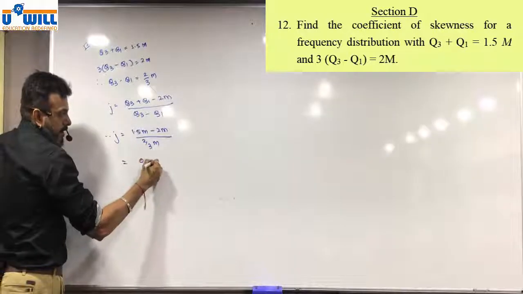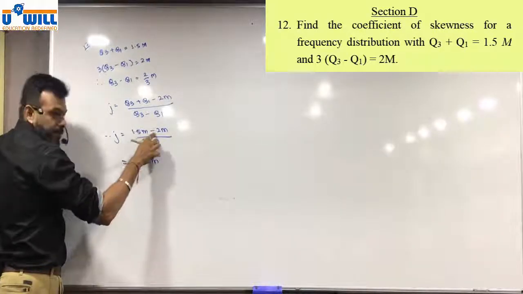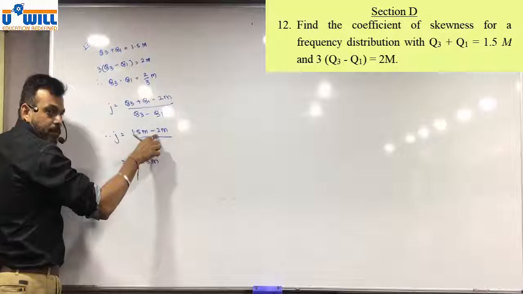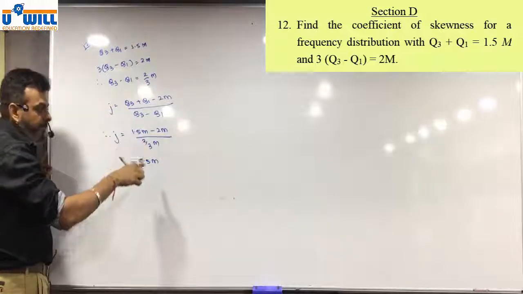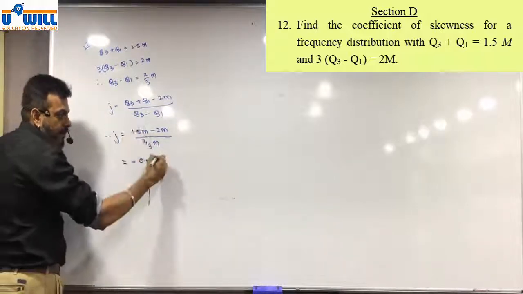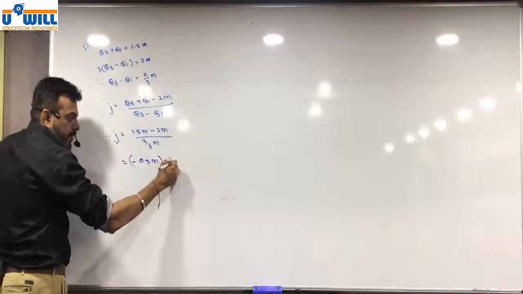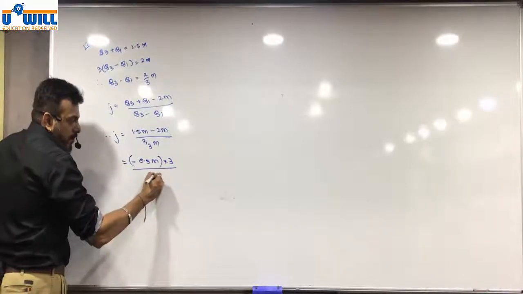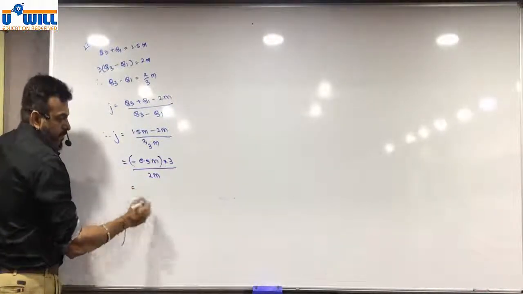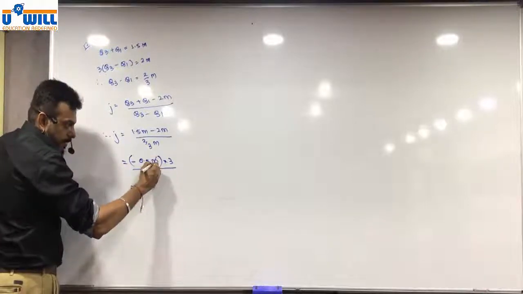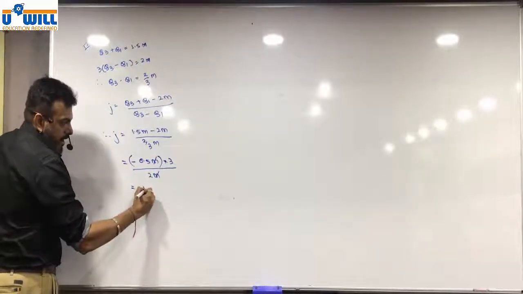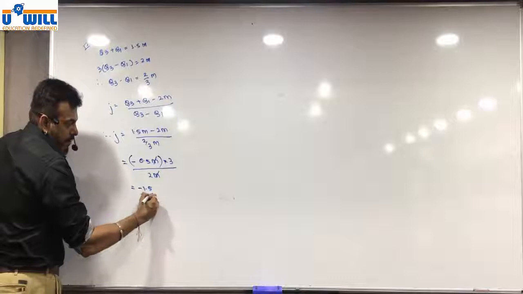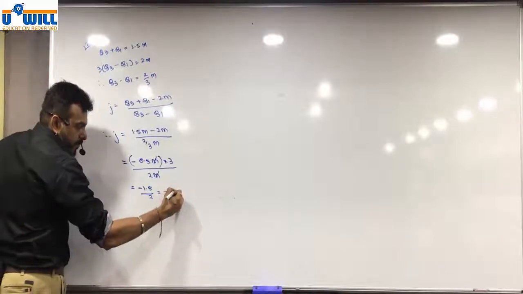Solve कर देते इसको. 0.5 minus 0.5 m. 1.5 minus 2 is minus 0.5. ये 3 ऊपर आ जाएगा. So into 3 upon 2 m, which is equal to m cancel. So it is minus 1.5 upon 2 minus 0.7.